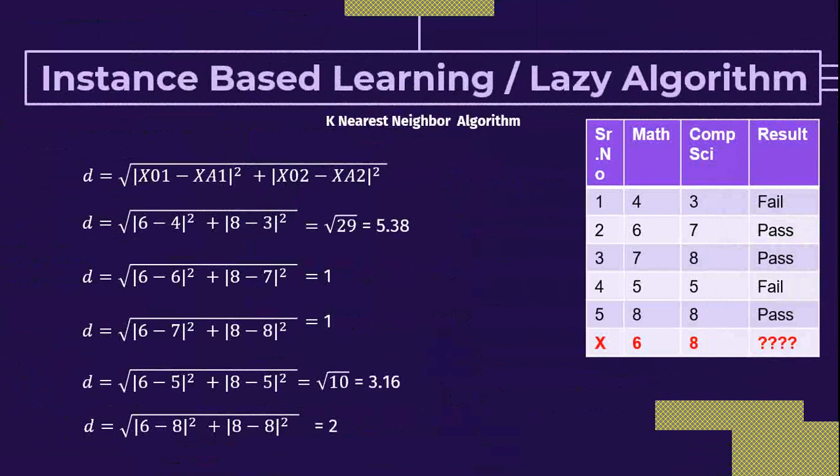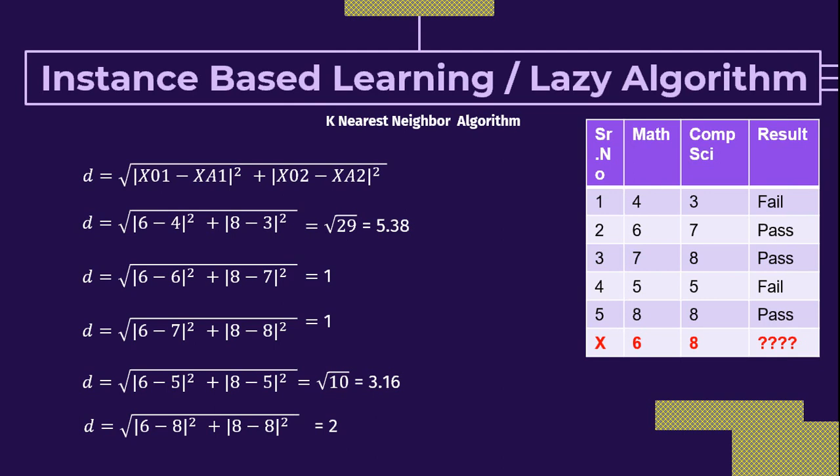So as per the formula to find the Euclidean distance, it is the square root of (x01 minus xa1) whole square plus (x02 minus xa2) whole square. I am considering my observed value, which here is 6 and 8. First, what I am doing here is 6 minus 4. So what is the 6 minus 4?